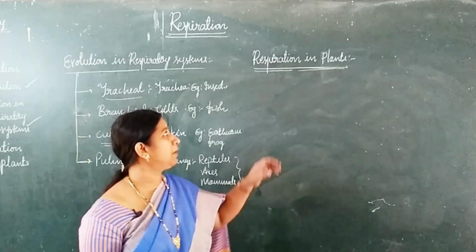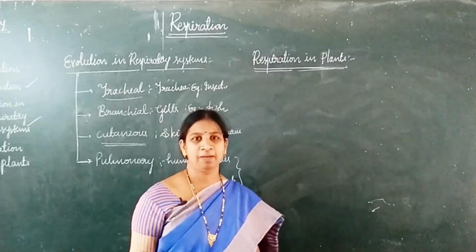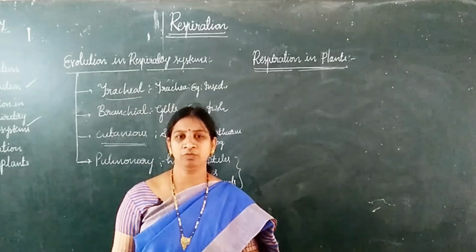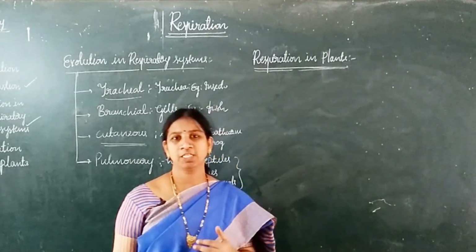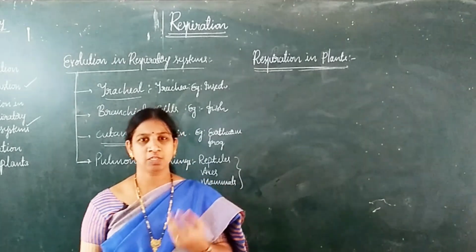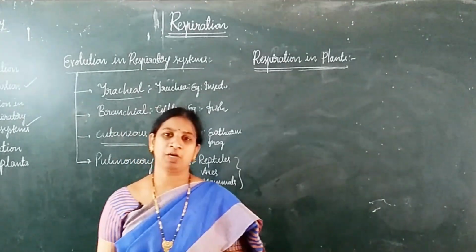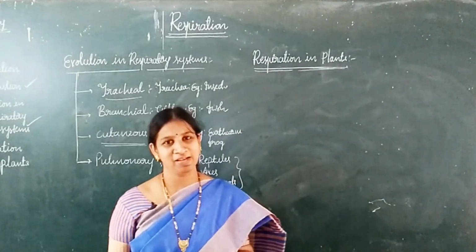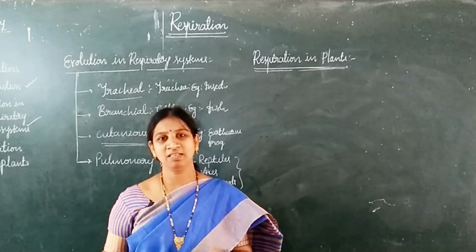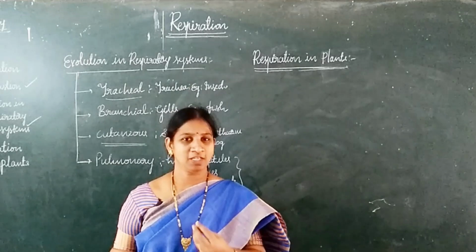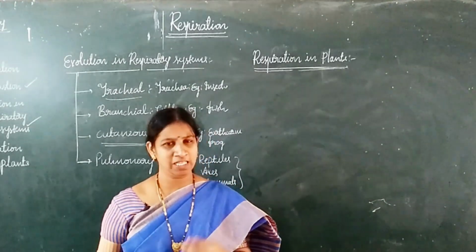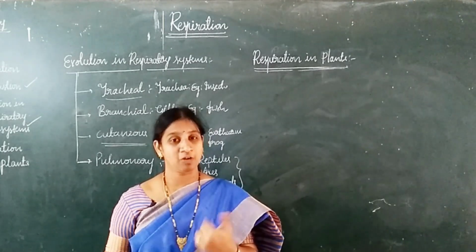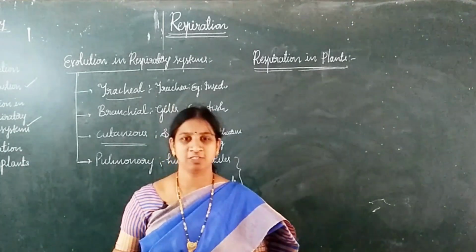Now we'll discuss the next point, respiration in plants. Plants are also living organisms like us, so they also respire like us. During respiration, like us, they take in oxygen and release carbon dioxide. The speciality of plants is that they can use both carbon dioxide and oxygen simultaneously in different processes. During respiration, they take in oxygen and release carbon dioxide, whereas during photosynthesis, they take in carbon dioxide and release oxygen.